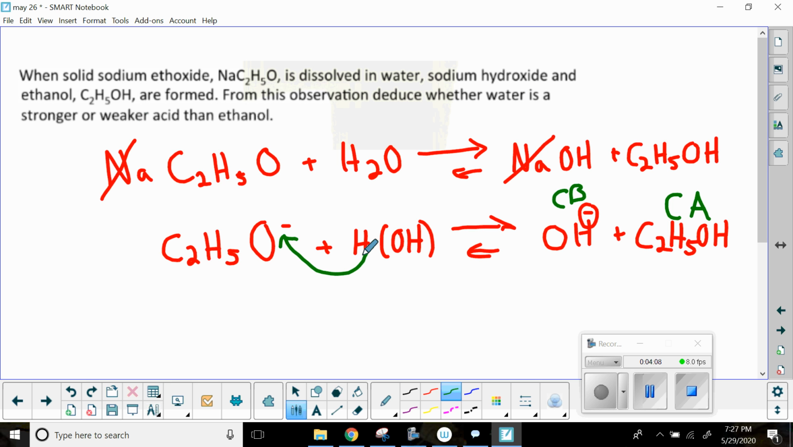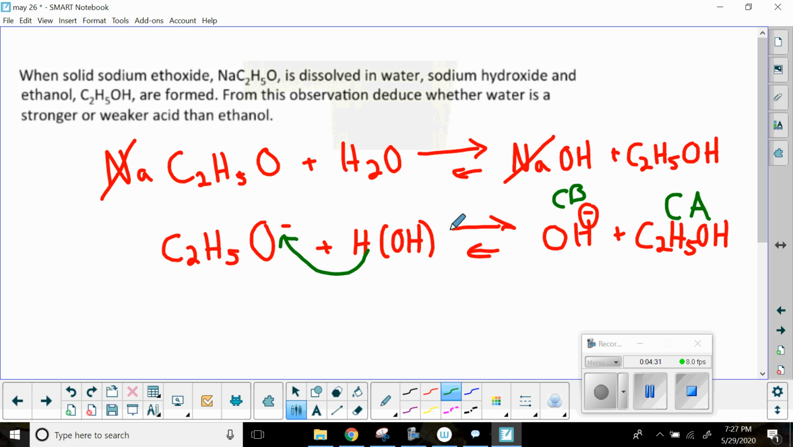My conjugate base is going to be my OH with a negative charge. Now, water decided to donate a proton as opposed to the hydroxide accepting a proton. That tells me that water has to be a stronger acid than the ethanol that's created, because the ethanol was formed from this reaction. Now, notice the arrows here.